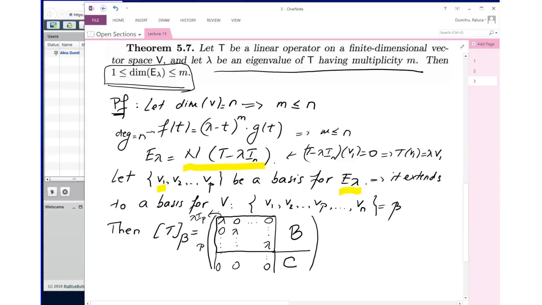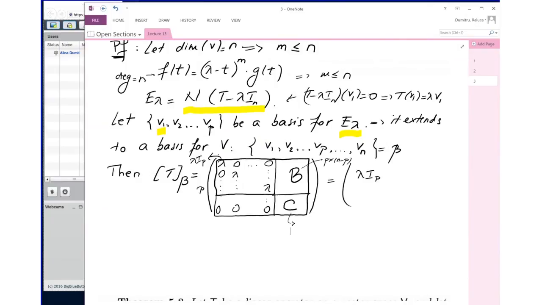Now let's figure out the sizes of these blocks that the matrix is divided into. So I have this P by P here in the corner, which we said is lambda identity, P by P, in that corner. Then B, what size does B have? N minus P columns, but still P rows. So B is P by N minus P. And C? N minus P by N minus P, right? And this 0 here is going to be N minus P by P, this 0 matrix that I write here.